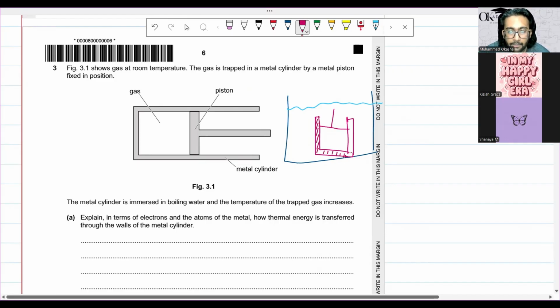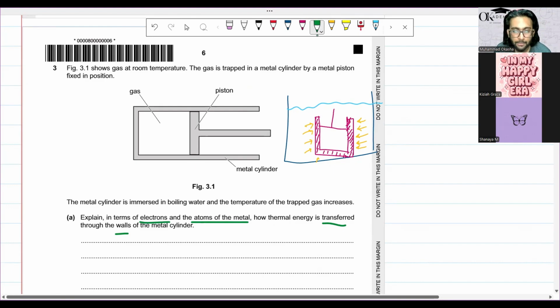Okay. And if it's placed in boiling water, the boiling water heats up the surface of the metal, one end of the metal, right? But how is heat transferred from the outer surface onto the inner surface? This is where conduction comes in. You remember conduction. Thermal energy is transferred through the wall in terms of electrons, the atoms of the metal. We know these atoms have free electrons.